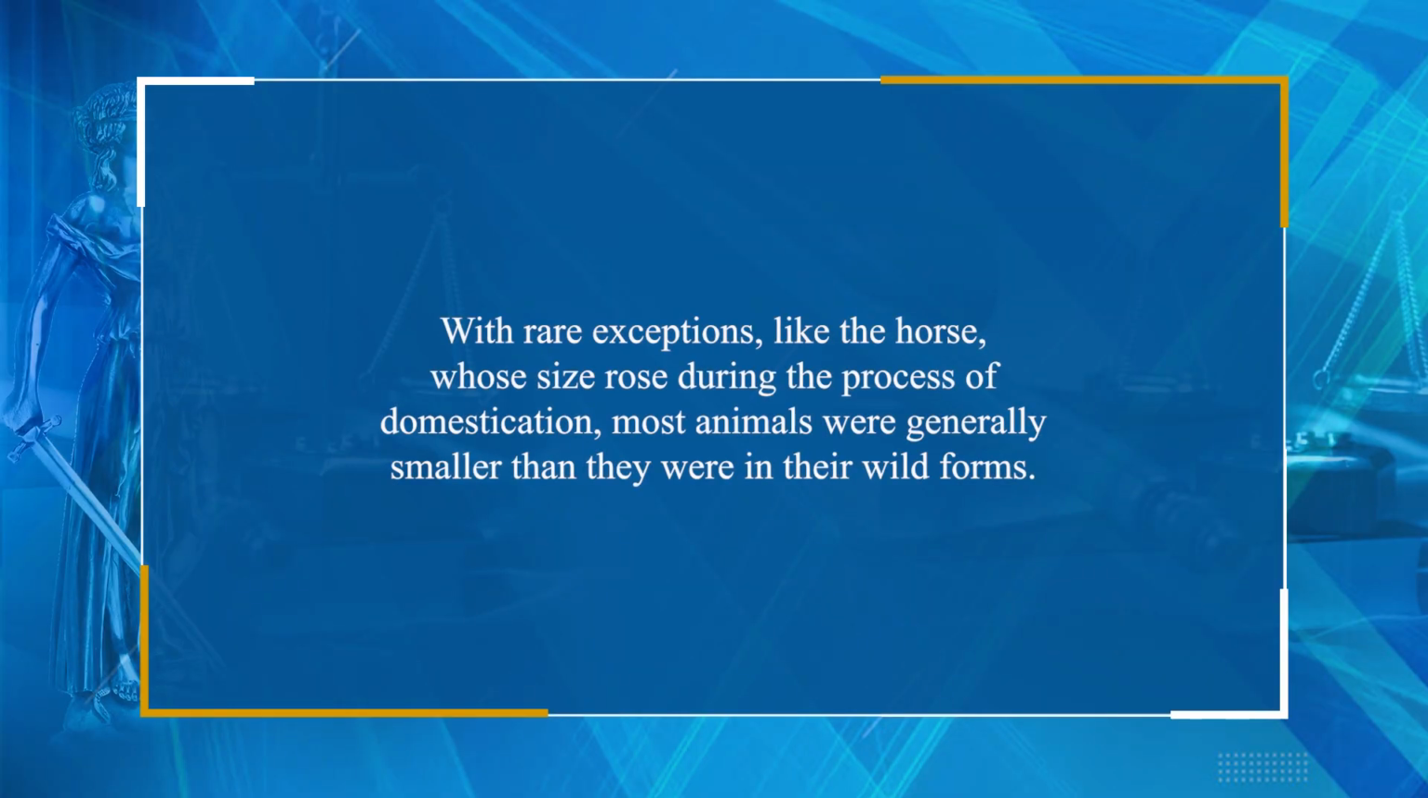Several species that were domesticated saw certain widespread and concurrent alterations that have to do with the total size of the animals. With rare exceptions like the horse, whose size rose during the process of domestication, most animals were generally smaller than they were in their wild forms. In addition, the bone structure changed, and the teeth pattern changed, becoming smaller and more crowded. The hair and wool were refined, with the appearance of long wool being the most significant modification. This change was brought on by an abrupt mutation that postponed the early transformation of the wool fibers.